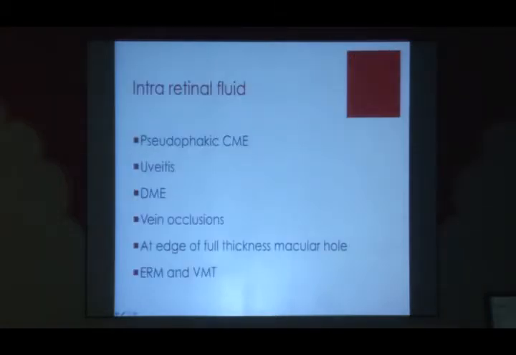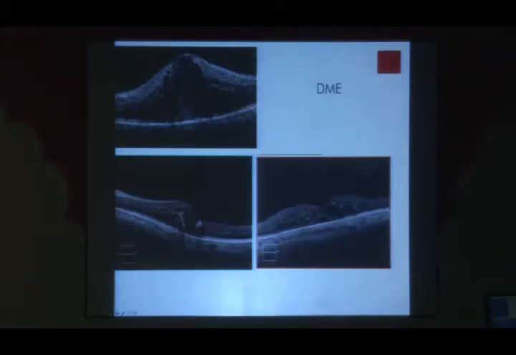Intraretinal fluid: pseudophakic CME, uveitis, etc. And these are all self-explanatory, nothing much to describe, that there's fluid within the retinal layers and spreading it out. You can get a picture like this, you can get these hard exudates along with it. You can also get subretinal fluid along with it.